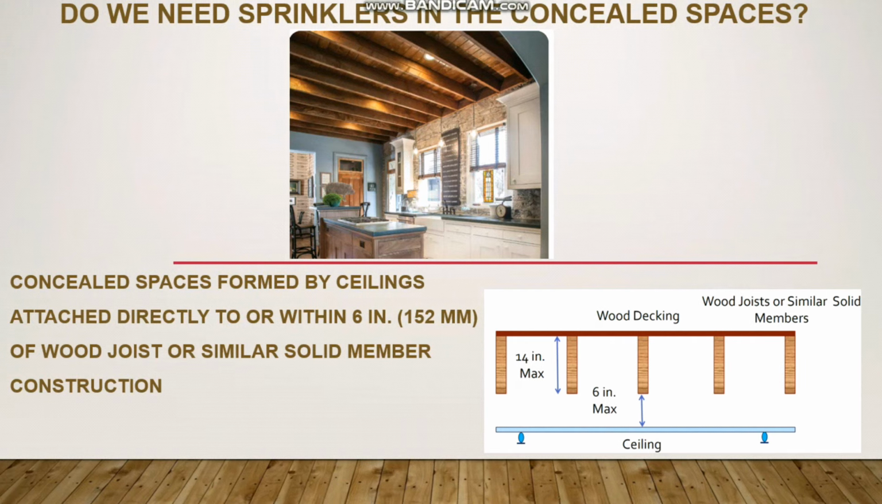The next question is, do we need sprinklers in a concealed space where we have wood joist or similar solid members? You have to follow two conditions: the depth of the wood joist does not exceed 14 inch, and the distance between the wood joist and the top of the ceiling must be a maximum of 6 inch. If the two conditions are met, then we can avoid the sprinkler in the ceiling area.